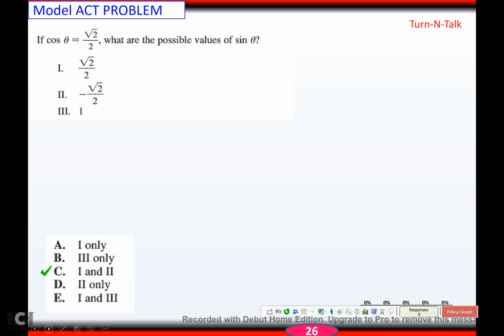And hopefully you got C. So it says if cosine theta equals the square root of 2 over 2, what are the possible values of sine theta? Well, cosine theta is adjacent over hypotenuse. And they're giving me the square root of 2 over 2. Well, your hypotenuse can never be negative. And they're saying that adjacent is positive. So if I draw a coordinate system, all right, my cosine of theta adjacent would be positive square root of 2, and the hypotenuse would be 2. So I could go up here, or I could go down here.